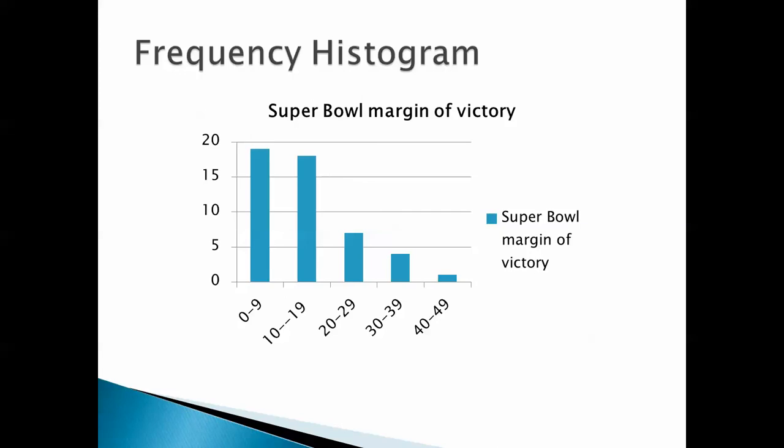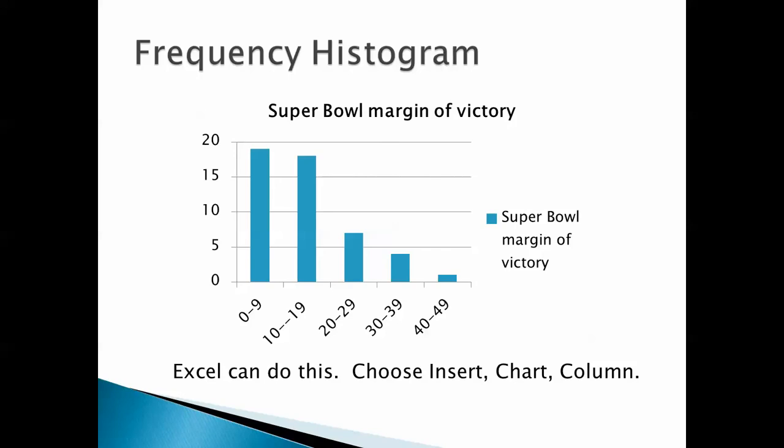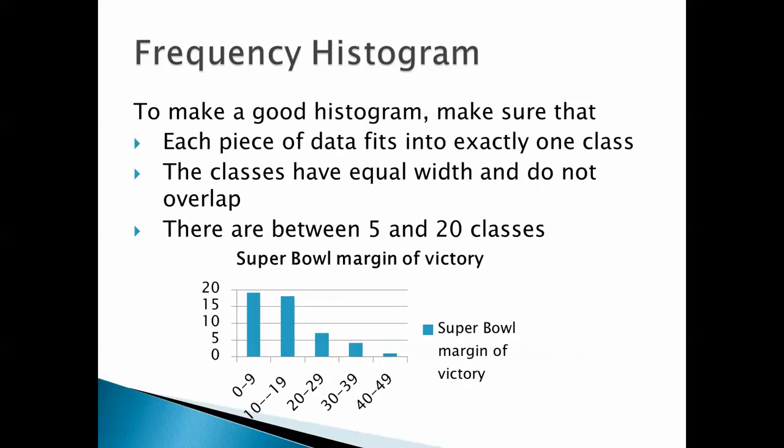So here we can generate this graph called a frequency histogram. Excel can do this. It shows the Super Bowl margin of victory. You just choose Insert, and then Chart, and then Column, and enter the data. It's relatively easy. Now, to make a good histogram, make sure that each piece of data fits into exactly one class. The classes have equal width and do not overlap. There are between 5 and 20 classes: 5 if you have few pieces of data, 20 if you have quite a few pieces of data.